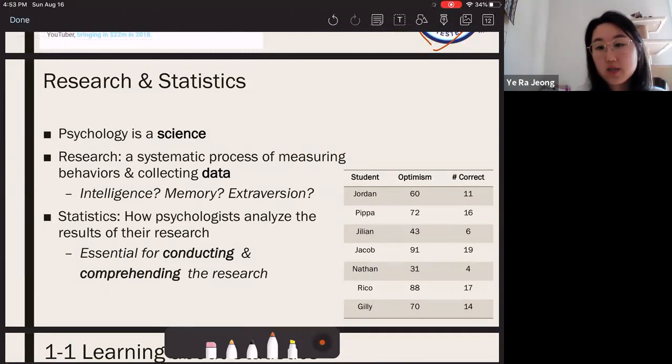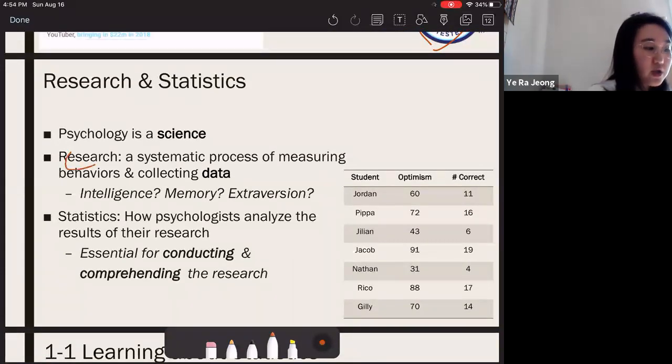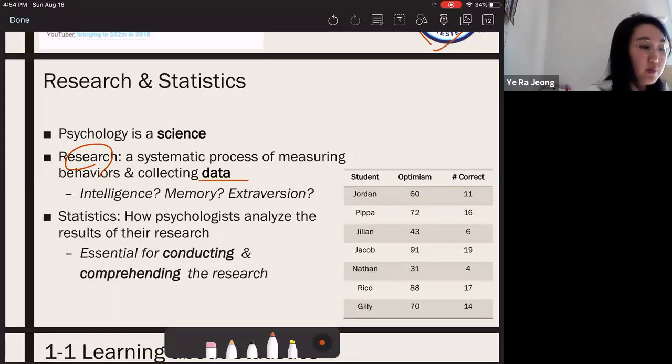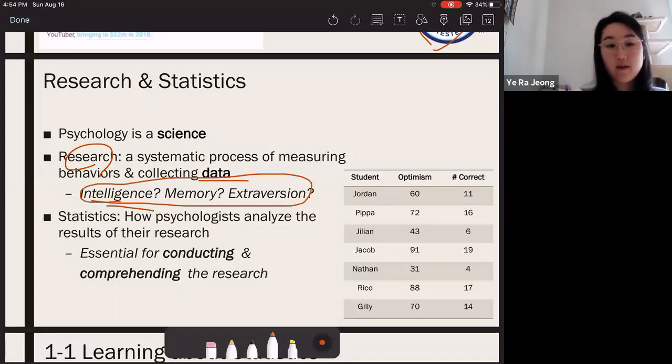And psychology is a type of science, a social science. And in psychology, we use research to collect data and make meaning about those data to find truth about human behaviors, human or animal behaviors. And those data could be on intelligence, memory, or personality traits like extroversion. And we try to make sense of those data to find meaningful truth about our behaviors.